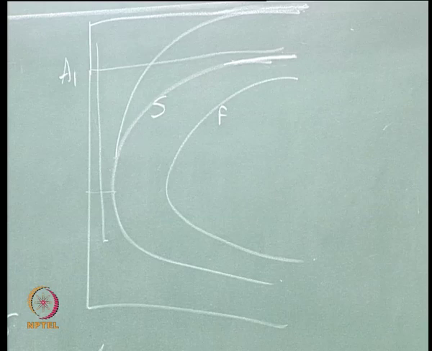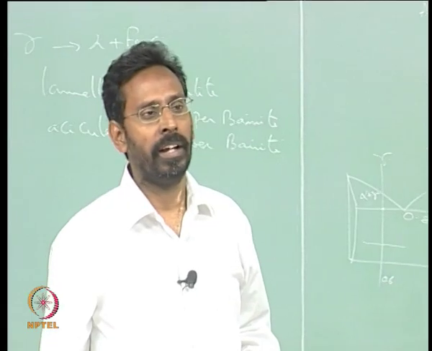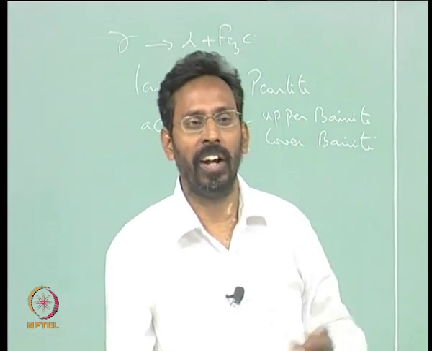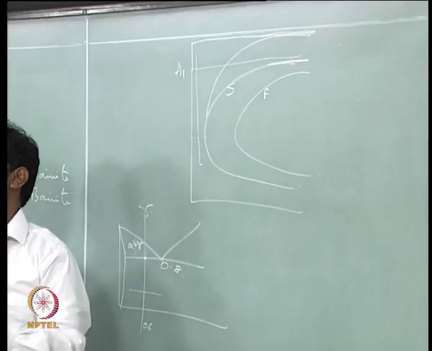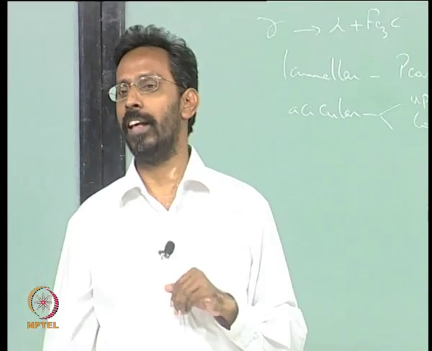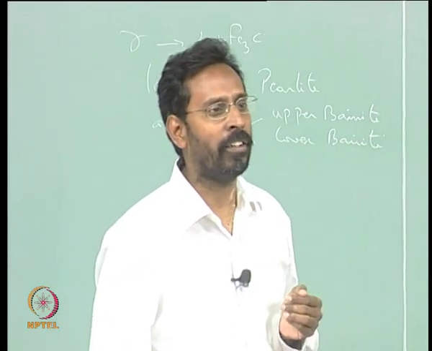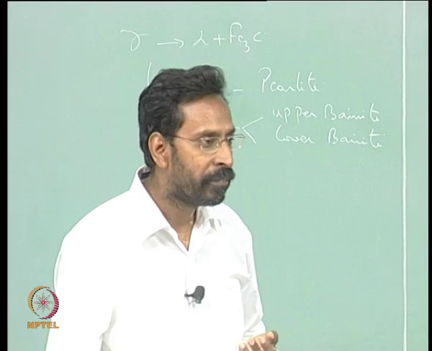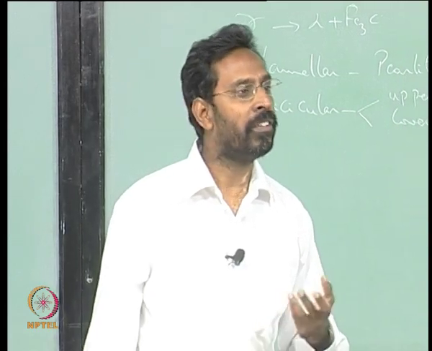What does that indicate? Yes, it indicates that the incubation period increases significantly. In fact, as you reach the A1 temperature, the incubation period actually becomes infinite. That means the start of transformation itself takes an infinite time. Why does this happen? Undercooling is less. When the undercooling is less, the driving force is less, and if the driving force is less, then the activation barrier is high. So, at the transformation temperature the undercooling is actually 0, that means the driving force is 0.